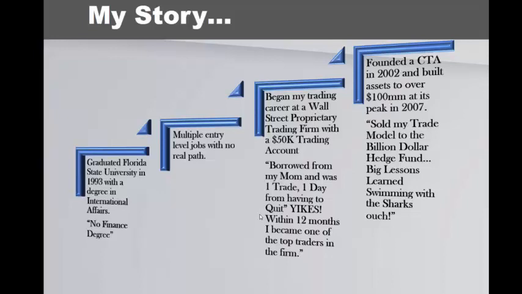I had 2 investors who each put in $200K. They were my initial backers. And I grew that CTA in 2002 from $400,000 in assets to $106 million at its peak in 2007. So I was managing $106 million in 2007. Well, 2008 occurred and those assets went bye-bye with a lot of different assets.